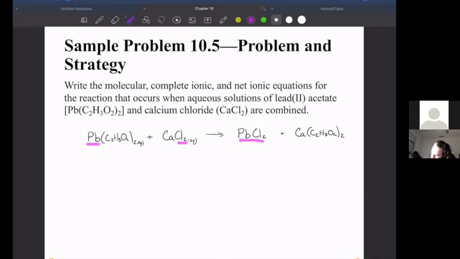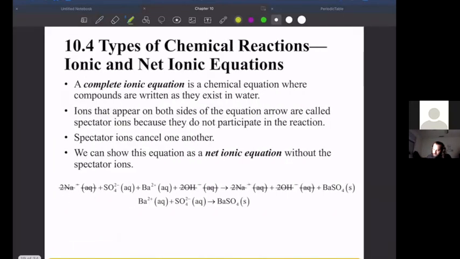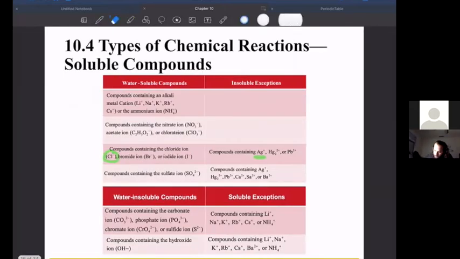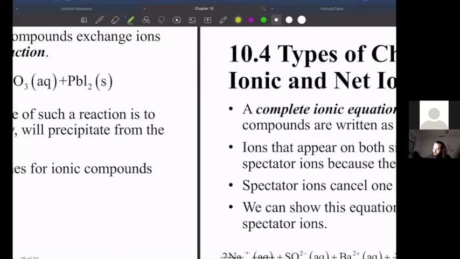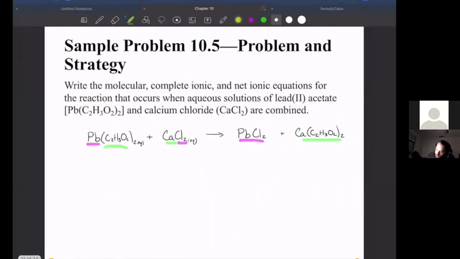So this is how I got this compound. Then I swapped this for this. This is how I got this compound. So what's the next step? Now I have to go through and figure out what is the state of matter for each of my products. Using my chart here, this chart is obviously going to be a very important part of this lecture. First of all, we have the acetate ion here. There are no insoluble exceptions. So I know that calcium acetate is going to be aqueous.